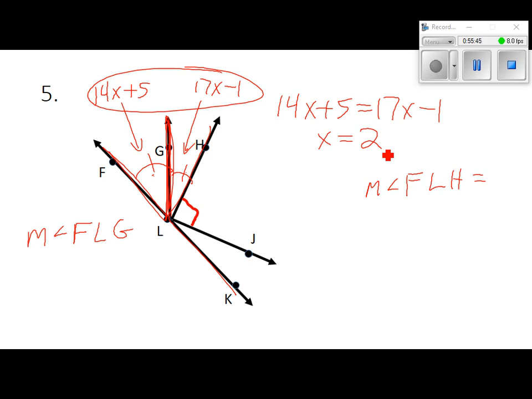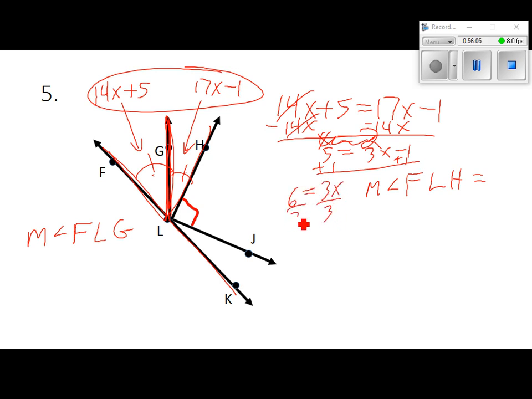Maybe we need to work it out up here. Subtract 14x on both sides, right? Yep. Oh, there's a plus sign. Those cancel out, that leaves us with 5 equals 3x minus 1. Add 1 to both sides. You're left with 6 equals 3x. What's the last step? Divide by 3. x equals 2.